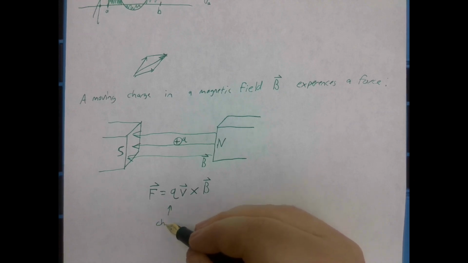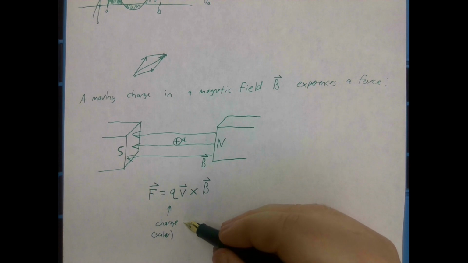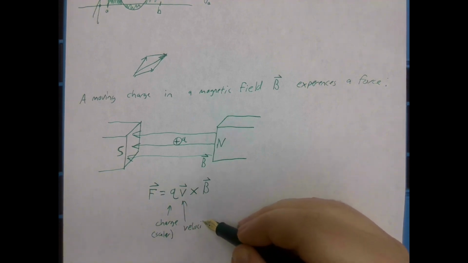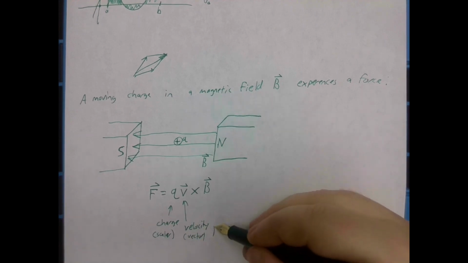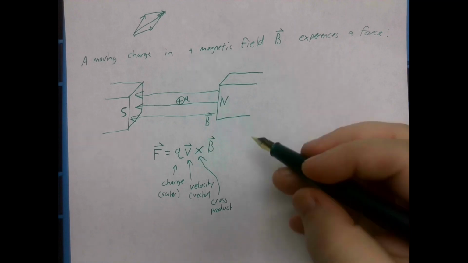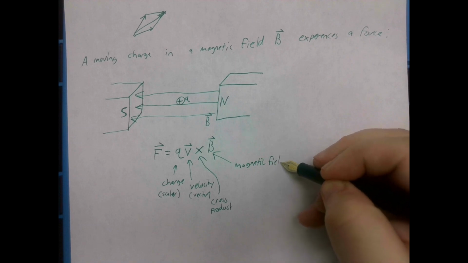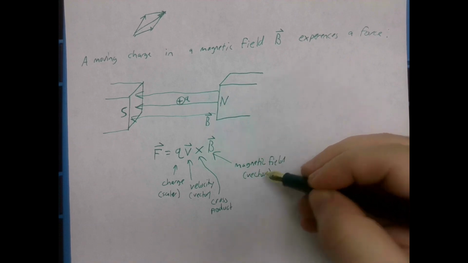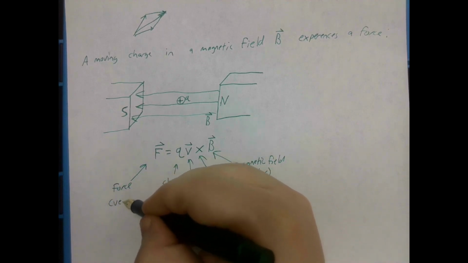So this will be charge, it's a scalar. This would be velocity. Velocity always has a direction, so it's a vector. This is cross product. This will be magnetic field, which is a vector, has a direction. And then we get force. And force has a direction, so it's a vector.